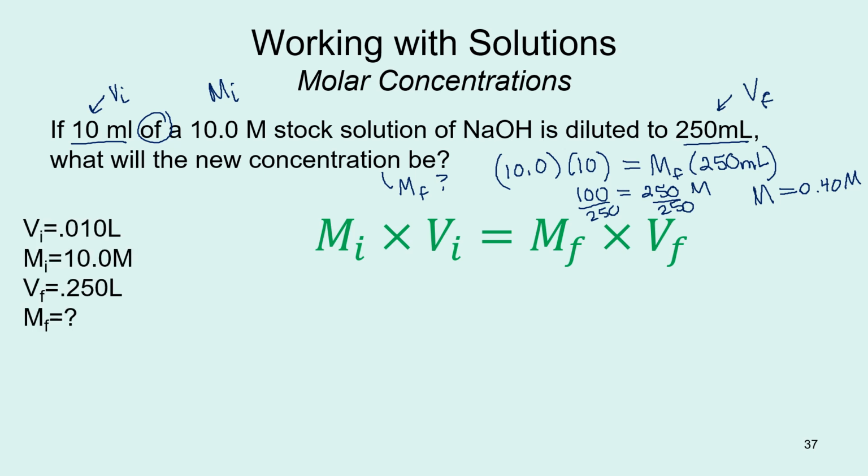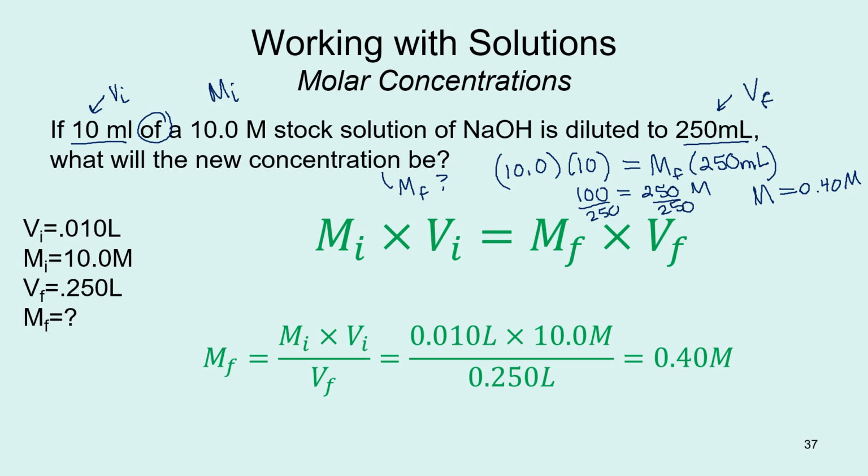So again, I've already shown you all this. My initial concentration, here I converted to liters, so it doesn't matter. If you're worried about converting it, just don't if they're the same. Only have to convert it if they're different, but it's fine if you do convert it, if that worries you. All right, so my final concentration is 10 times 10 divided by 250, or 0.01 times 10 divided by 0.25, you get the same answer, 0.40 molar.